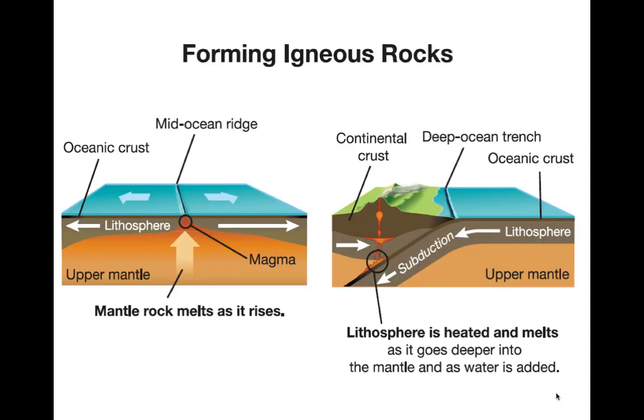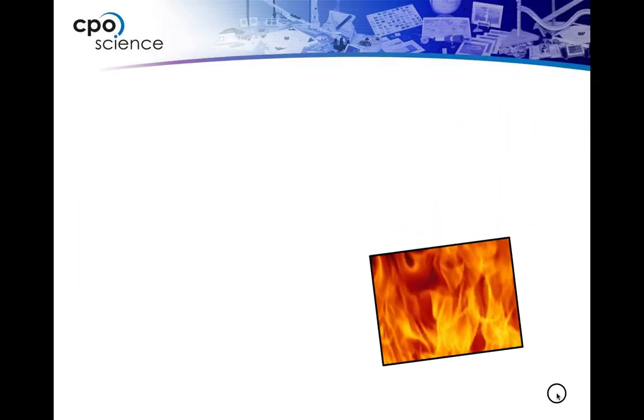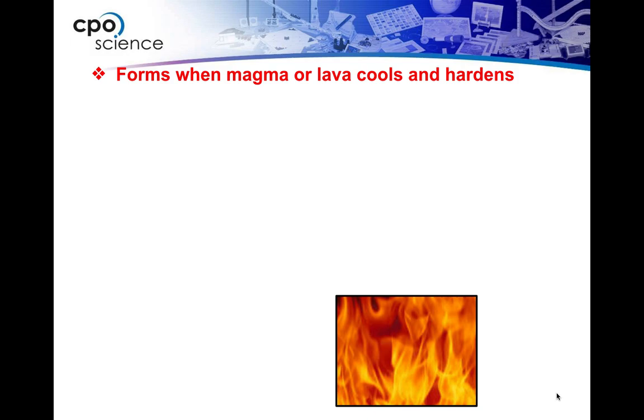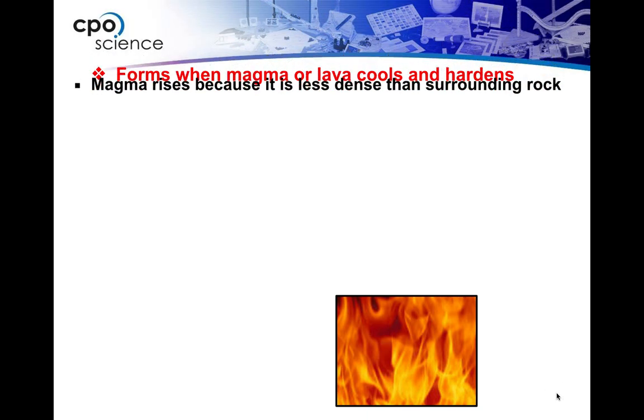So forming igneous rocks, we're going to get them two different ways essentially. You're going to either have rock that's getting melted in the lithosphere, as you can see in the picture on the left-hand side, or we've been talking a lot about subduction. So when one tectonic plate is subducted underneath another plate, like you see in the picture on the right, it's going to melt. And when it melts, it's going to have that magma, which is less dense, rise up in the crust and then create igneous rocks. So igneous rocks form when magma or lava cools and hardens.